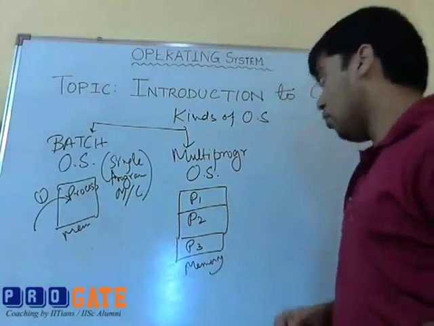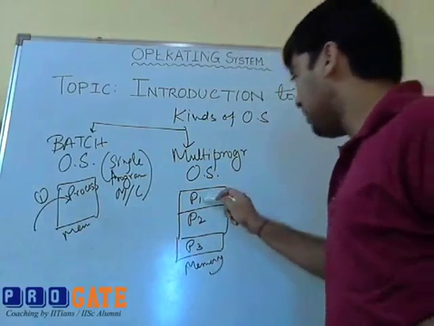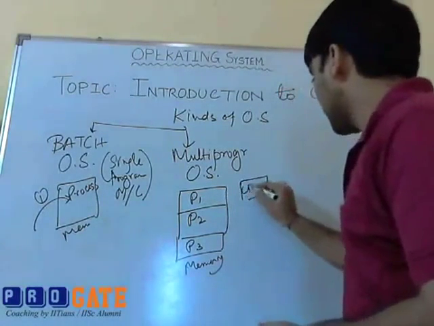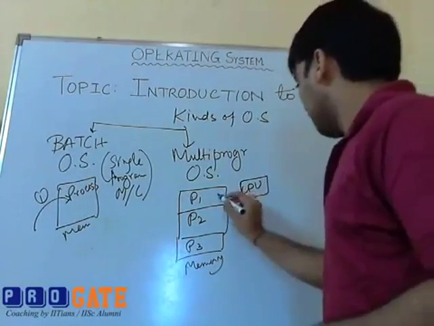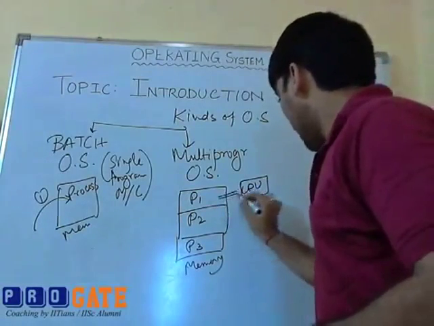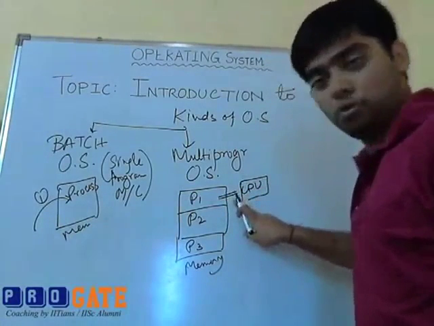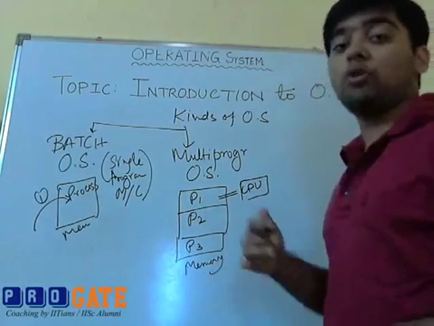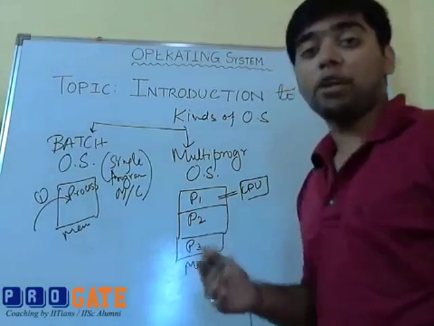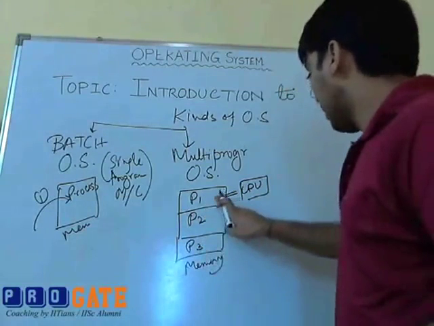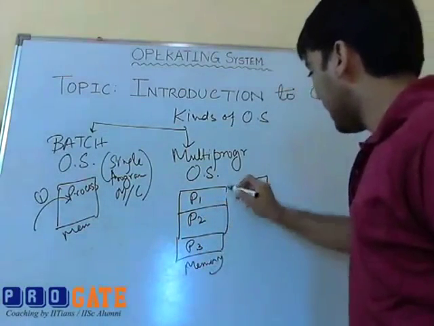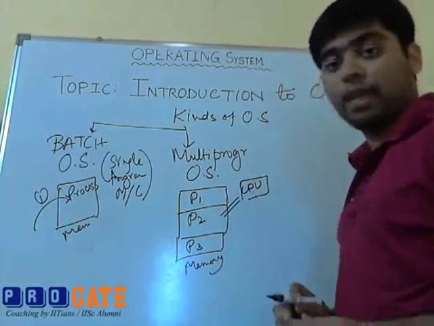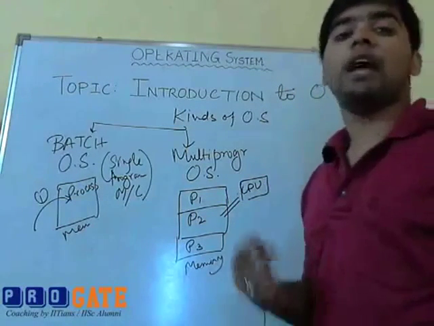In the multi-programming OS, initially P1 is being executed by the CPU. Say this is the CPU, and P1 is being executed by the CPU. When P1 now is waiting for some input output to happen, the operating system can conveniently execute P2 with the CPU. Hence, the CPU is not idle.